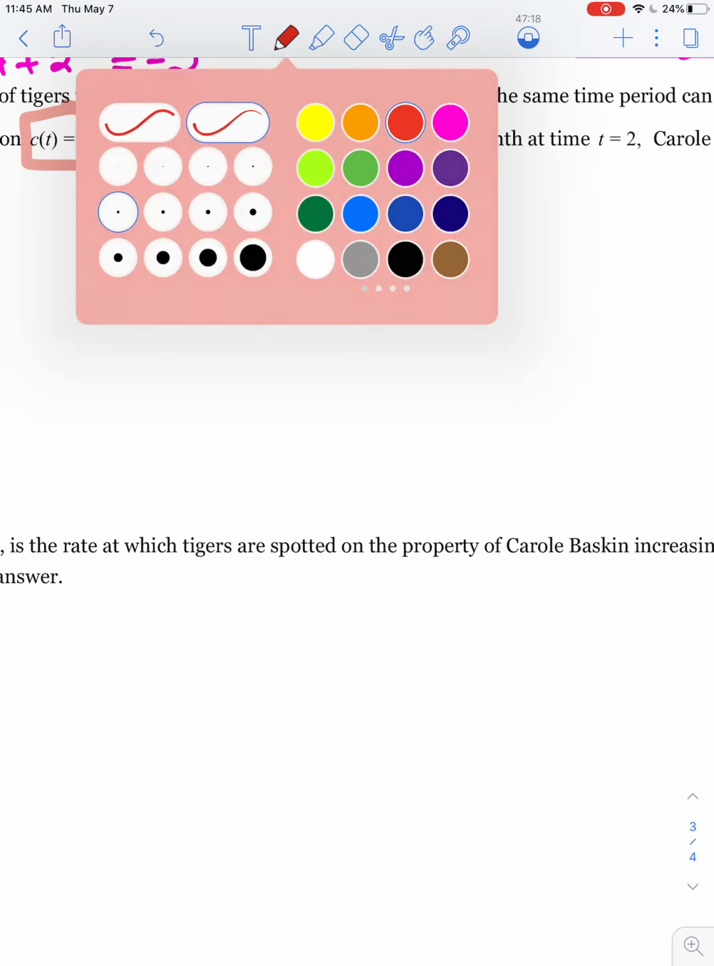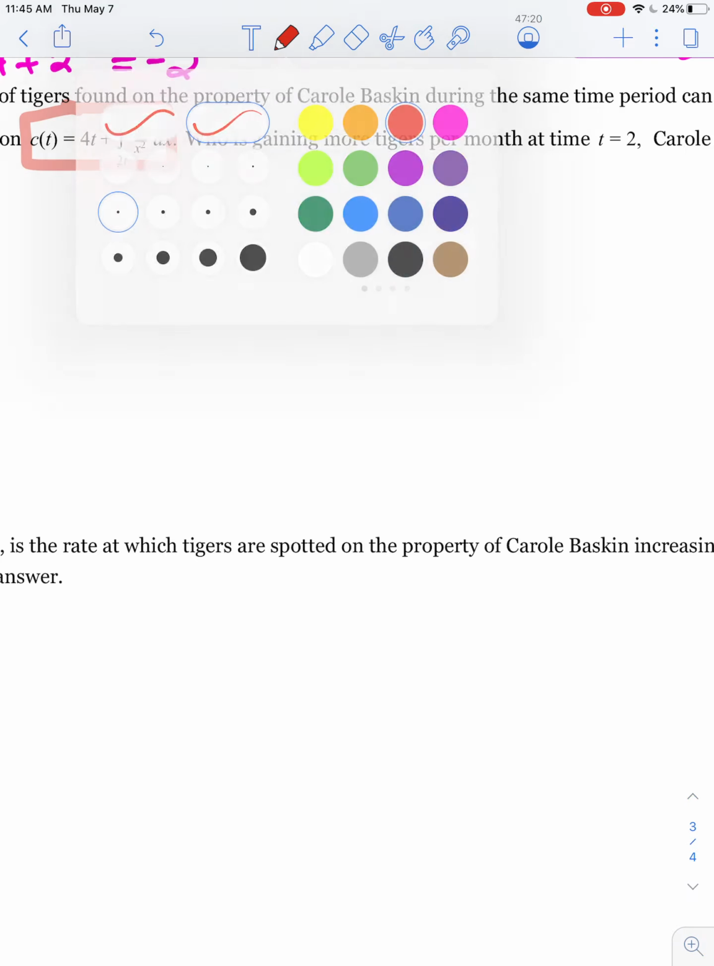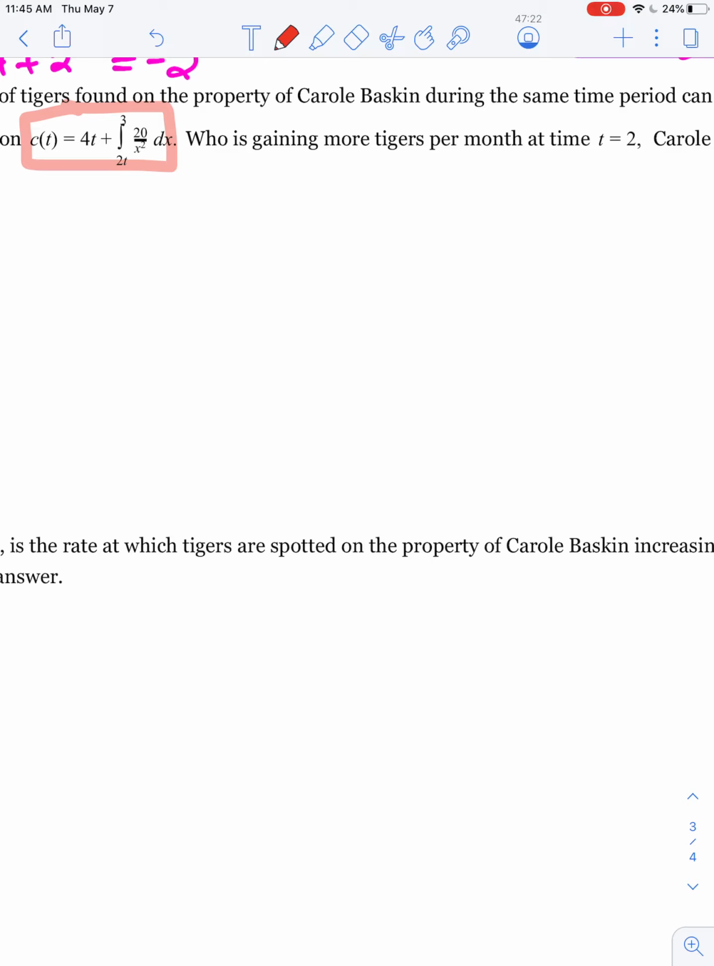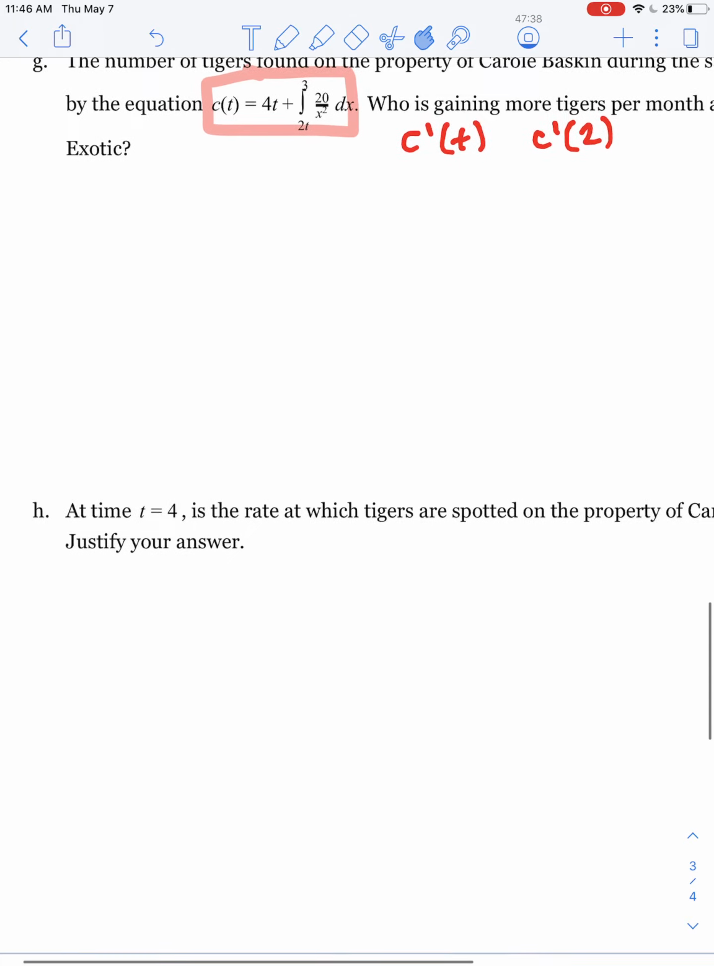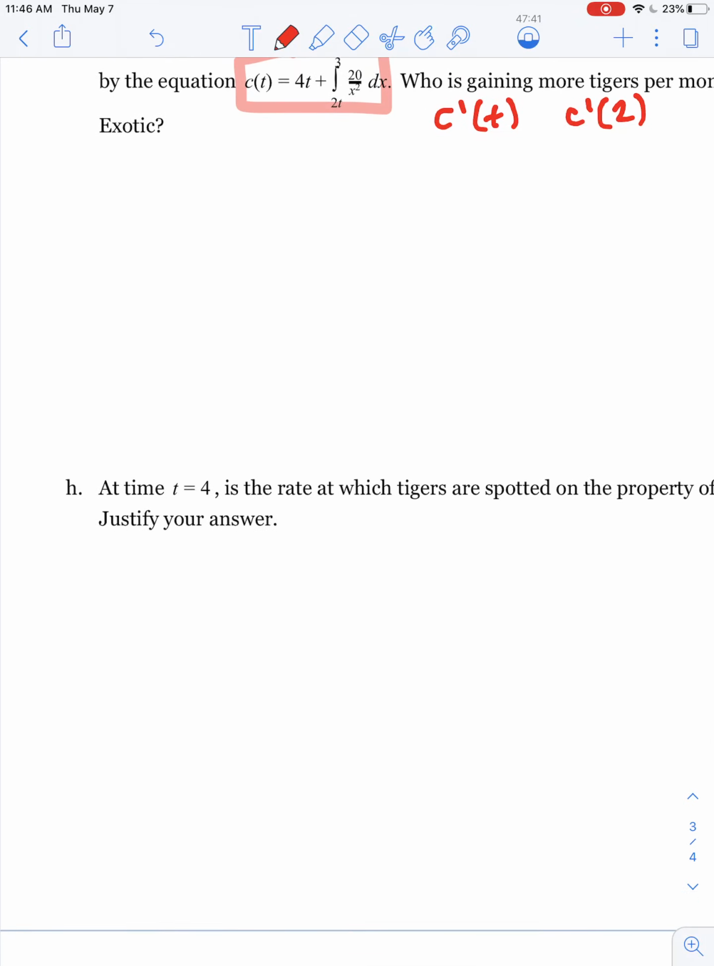So we're asked to calculate the rate at which the amount of tigers on her property is changing at t equals 2. So what we need to do is actually figure out c prime of t, and then we need to evaluate c prime of 2. Okay, so it's important to translate what this question is asking. So we'll go ahead and look at the derivative, c prime of t.